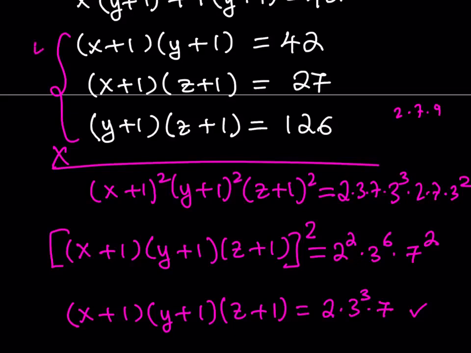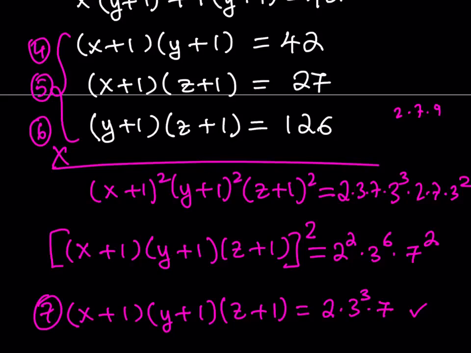Let's call this equation number 4. Let's call this number 5. Let's call this number 6. And let's call this number 7. How about that? Let's number all the equations so we can refer to them by numbers. So what I'm trying to say here is, if you divide equation number 7 by equation number 6, everything cancels out except for x plus 1. So you get the value of x from there.